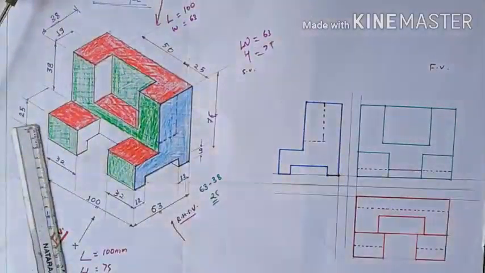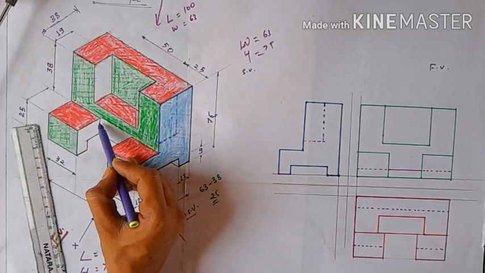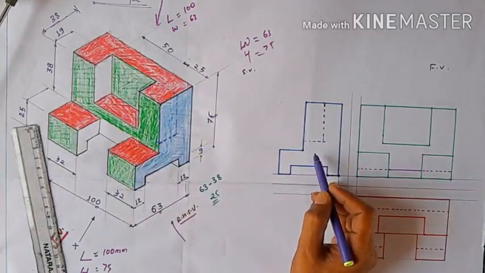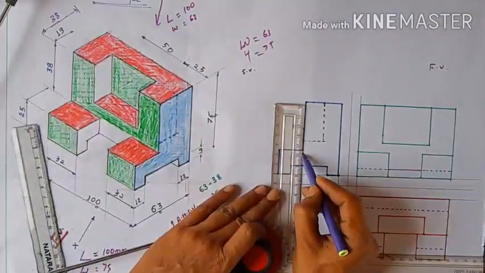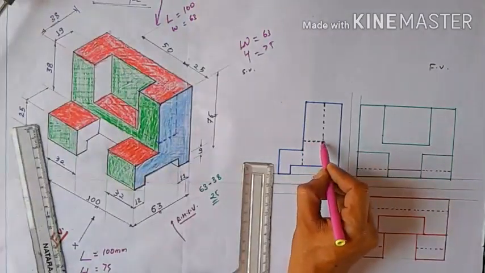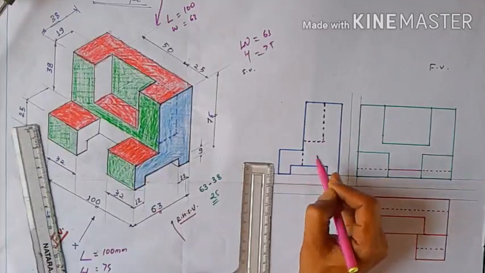Now again one hidden line also comes. What is here? We don't see this line, this height. So again we draw this as hidden. You use this pencil, I forgot it, don't worry, you use an H pencil or 2H pencil for showing the hidden lines.